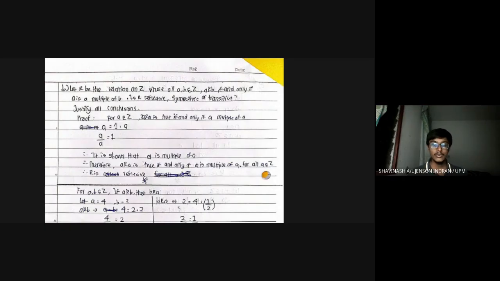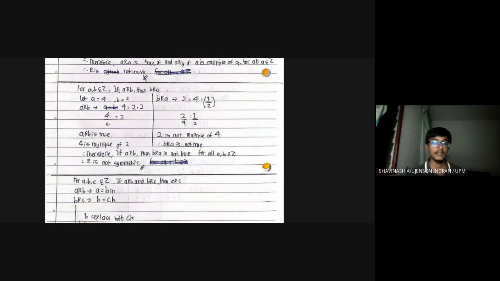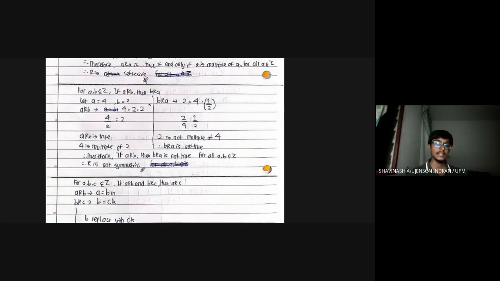Now for symmetric, in this case we need to assume. We let A equals 4 and B equals 2. For some questions on symmetric or transitive, we need to do assumption, either for each one or both. As long as we get the right solution, we can use any method.